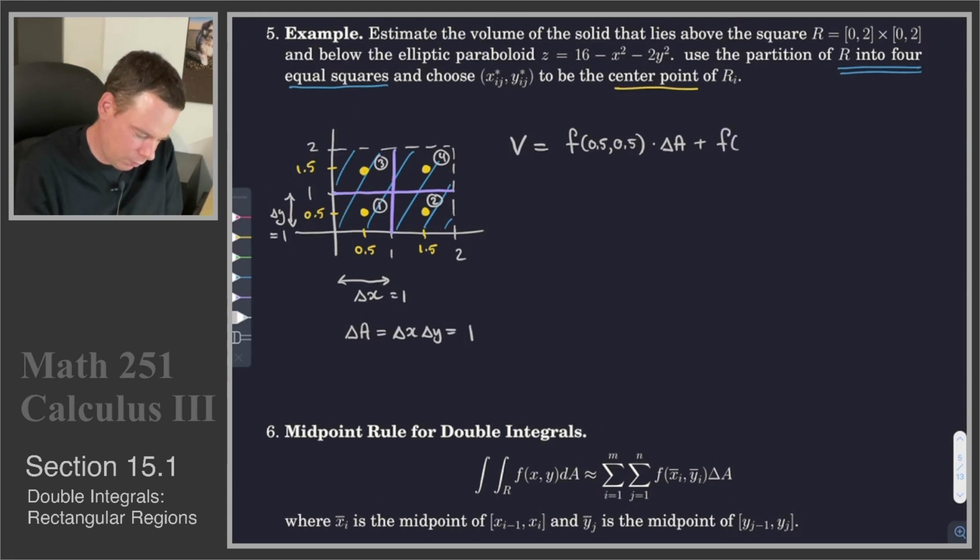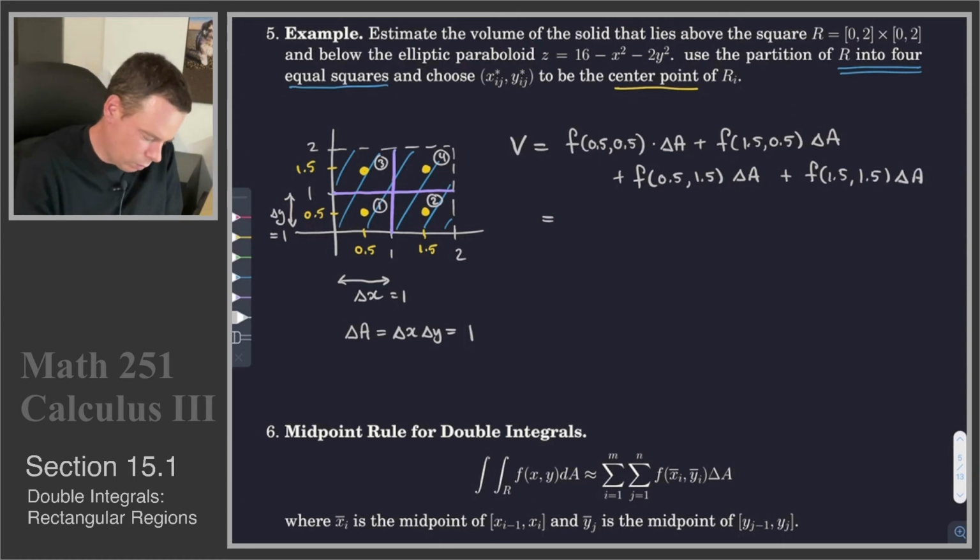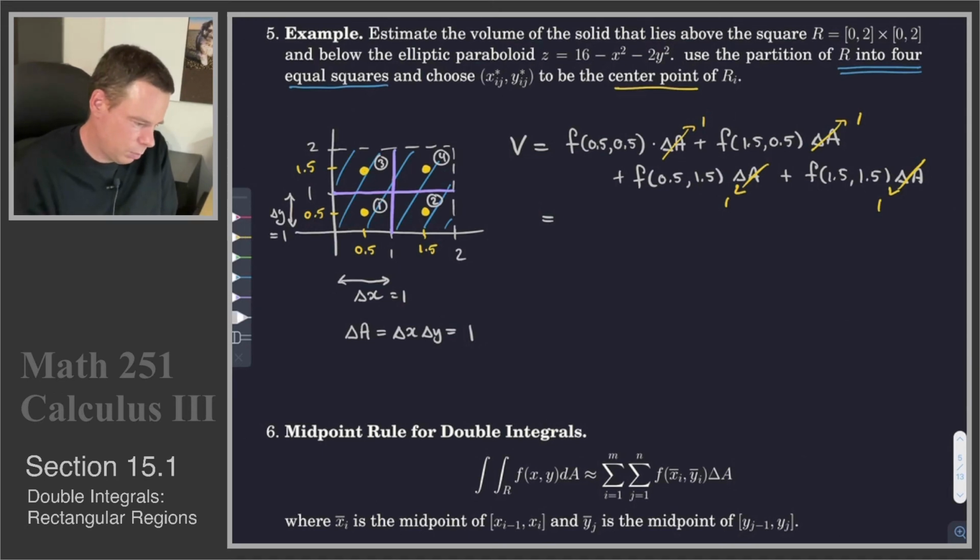Second box would be f of 1.5, 0.5 times delta A. The next box would be f of 0.5, 1.5 times delta A. And the next box would have volume f of 1.5, 1.5 times delta A. Delta A's are all 1s, as we've indicated, so that's a 1, that's a 1, that's a 1, and that's a 1. So really we're just summing the function value at each of these points. What is the function value at each of these points?